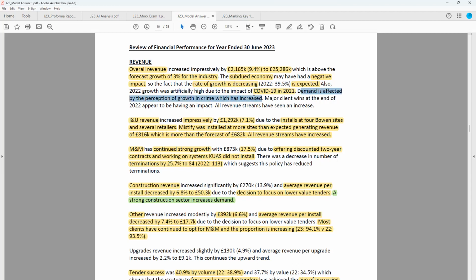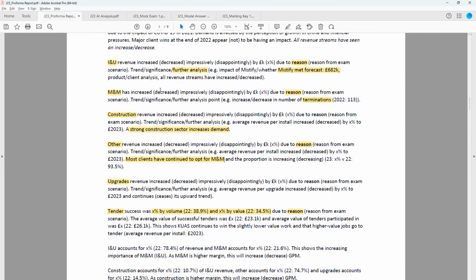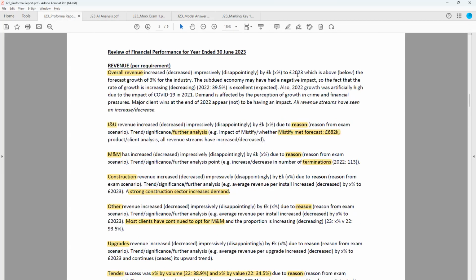So demand is affected by perception of growth in crime, which of course has increased. We knew that the major client wins were at the end of the previous year. And again, as I said, as a trend point, you can see whether all revenue streams have increased. So when you're doing overall revenue, just remember, if you've got the pro forma report, then of course you're comparing it against the industry, making a point about the economy in there as well, comparing the growth to the previous year, and maybe commenting that that's expected because of the exceptionally high growth in 2022. Context point, and then also maybe look at a trend point.